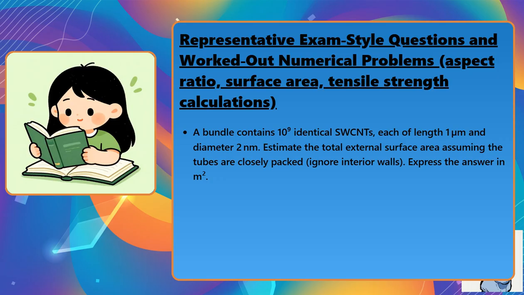A bundle contains 10 to the 9 identical single-walled carbon nanotubes, each of length 1 micrometer and diameter 2 nanometers. Estimate the total external surface area assuming the tubes are closely packed, ignoring interior walls. Express the answer in square meters. Surface area of one tube. A sub tube equals pi d l equals pi times 2 times 10 to the minus 9 meters times 1 times 10 to the minus 6 meters, approximately equals 6.28 times 10 to the minus 15 square meters.